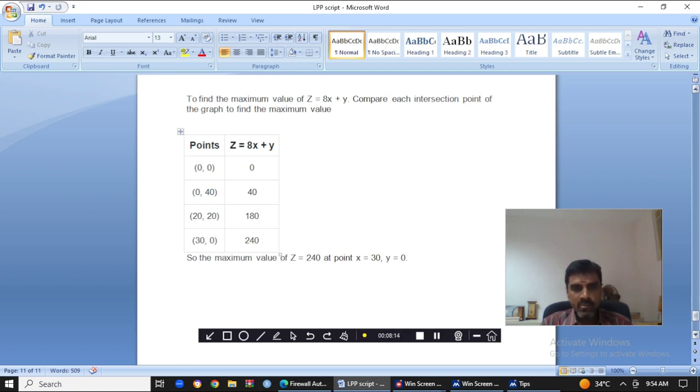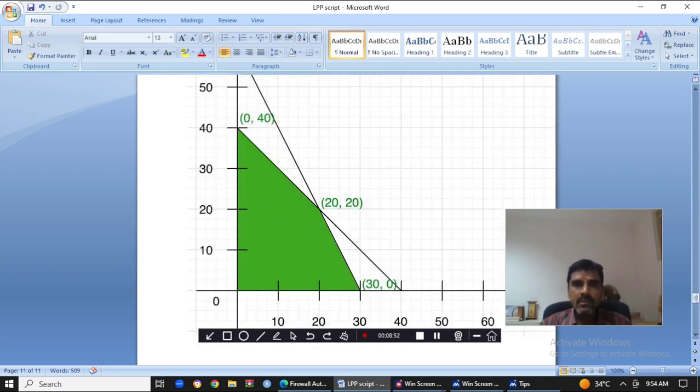So how to select the best one? We have to see the objective of the z function, whether it is z maximum or z minimum. Our problem says z maximum. Our problem said maximum z is equal to 8x plus y. So among these 4 outputs of z, we have to take the maximum value. Our maximum value is at the feasible point 30, 0. So at this point 30, 0, you will get the best result or best profit.